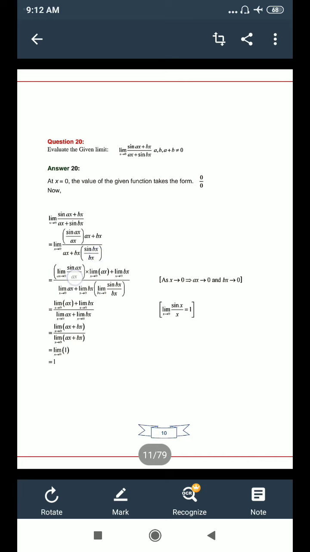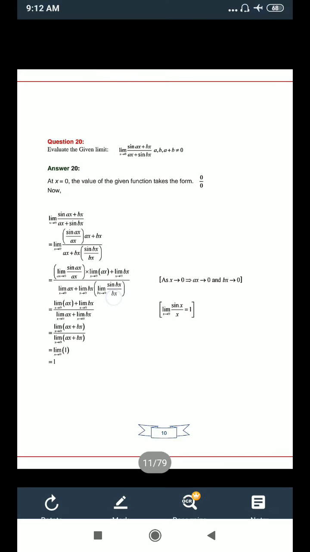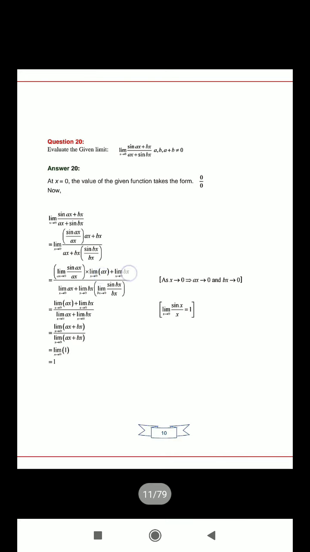Now I have written it as limit x tends to 0 sin ax upon ax into limit x tends to 0 ax plus limit x tends to 0 bx. In denominator also it is limit x tends to 0 ax, limit x tends to 0 bx plus limit x tends to 0 sin bx divided by bx. Now this is 1, this is also 1. So put both these two equal to 1. On replacing this by 1 and this by 1, you will have limit x tends to 0 ax plus limit x tends to 0 bx divided by limit x tends to 0 ax plus limit x tends to 0 bx. So numerator and denominator are equal, so both will cancel out each other, so your answer is 1.